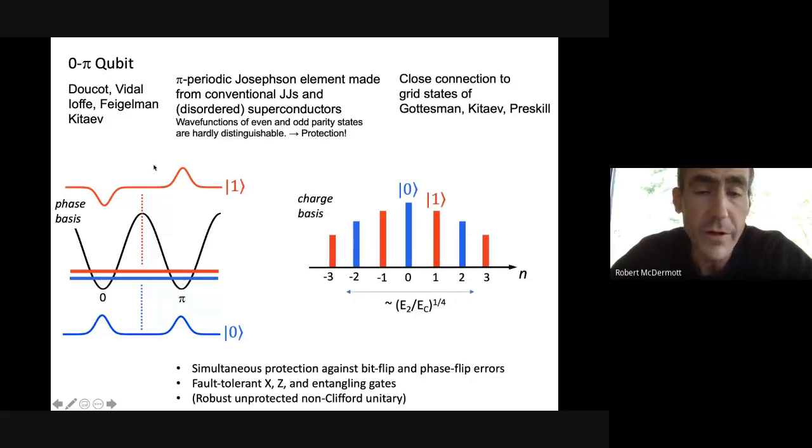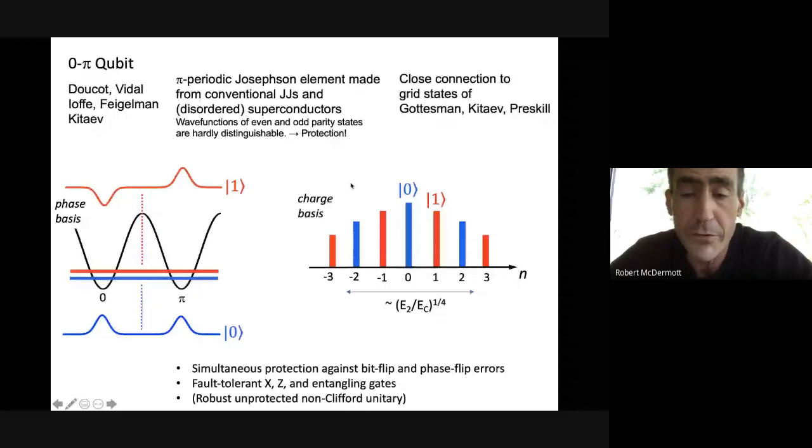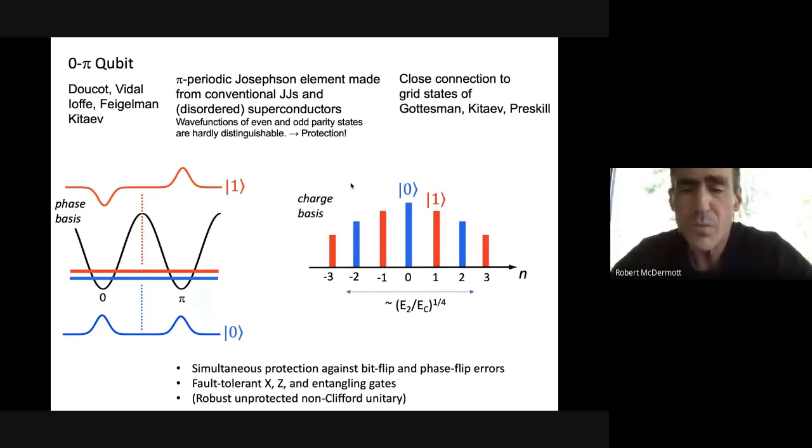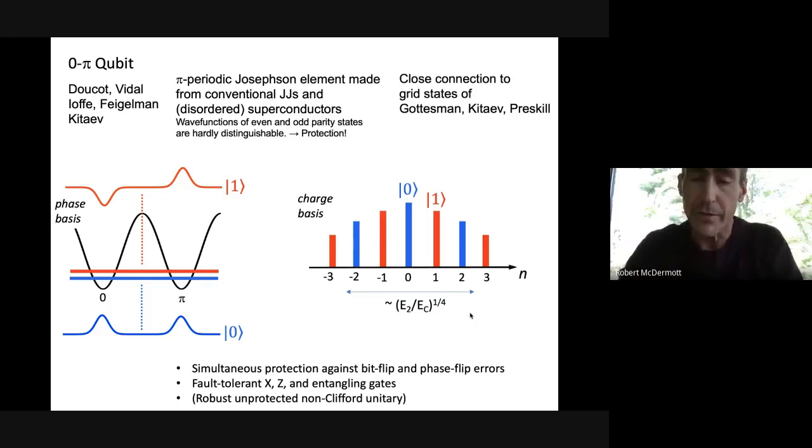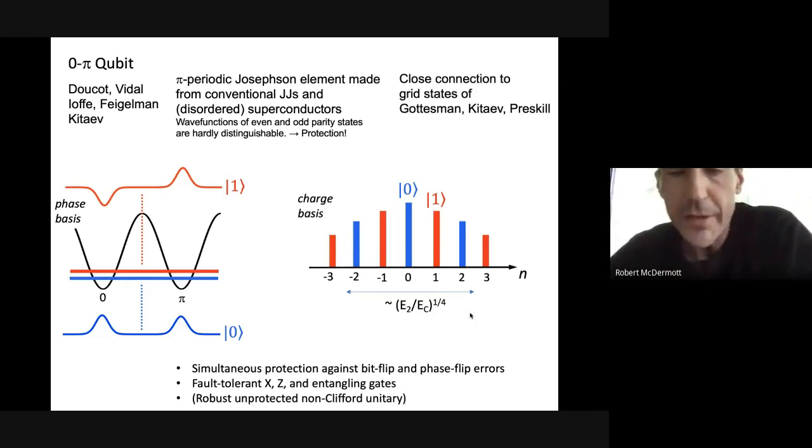Now, if you look at these wave functions in the charge basis, you'll see that they represent superpositions of large numbers of Cooper pairs, either even parity states or odd parity states. The wave function has an envelope that's very large in charge space, given by the ratio of E2, the second harmonic of the Josephson energy, to the charging energy. And the wave functions then are strongly delocalized, but for the ground and excited state, the wave functions are intertwined. And those are the two critical ingredients for achieving protection.